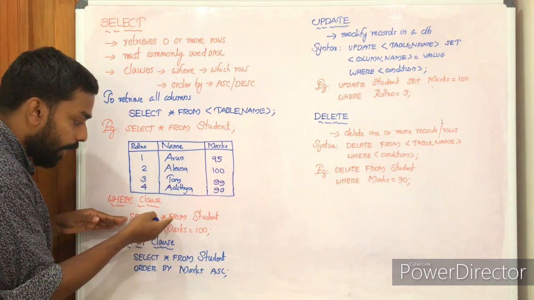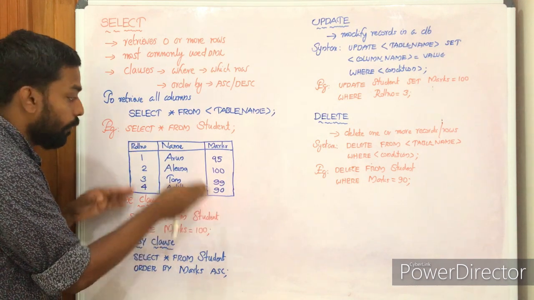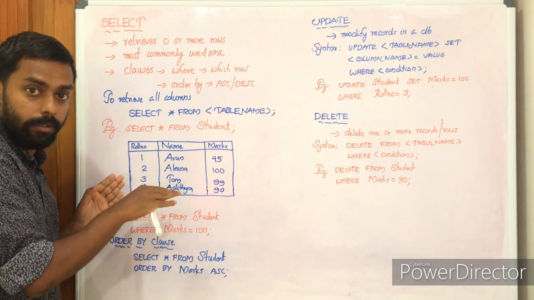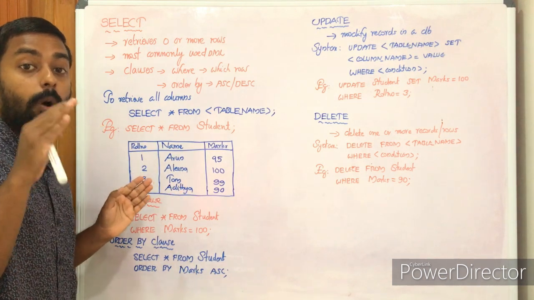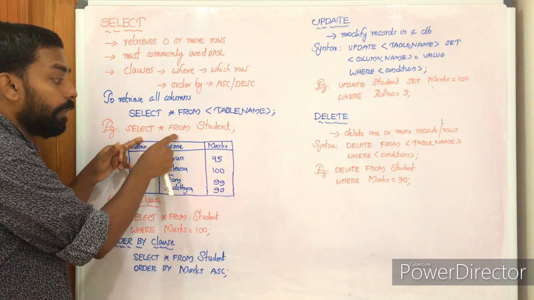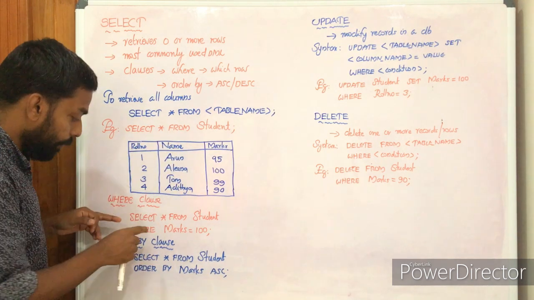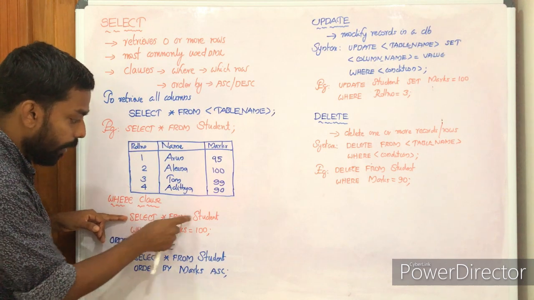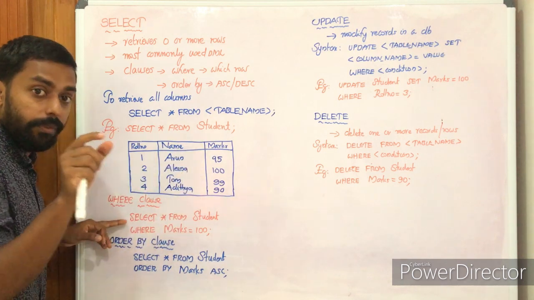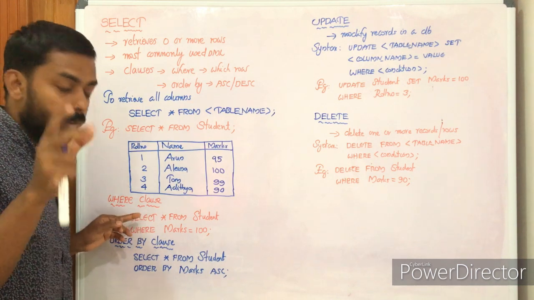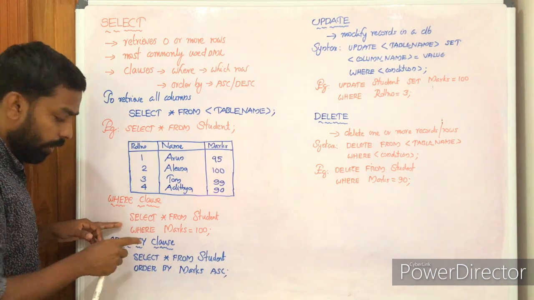What will be the result of select star from student? It displays all the columns, right? All the columns and all the rows. Even though star indicates all the columns, the result of this statement will print all the rows as well. So select star from student prints this table, but we are restricting the tuples to be displayed just by applying the where clause.